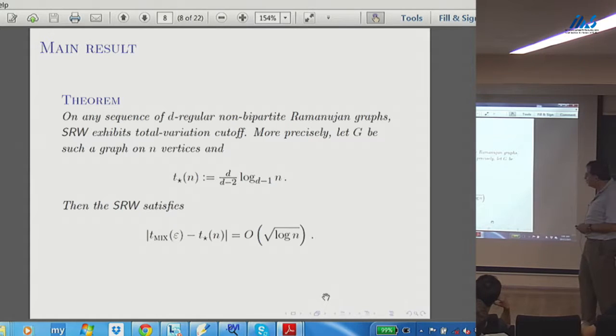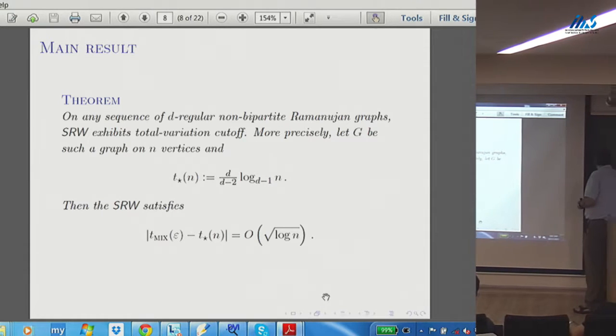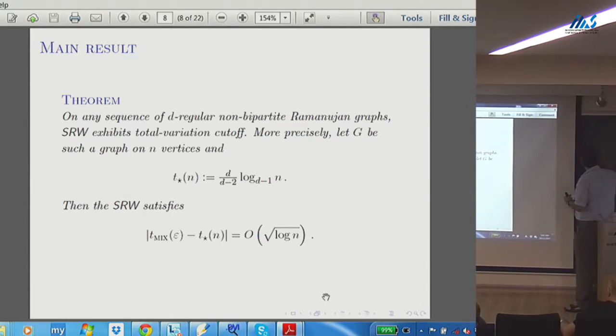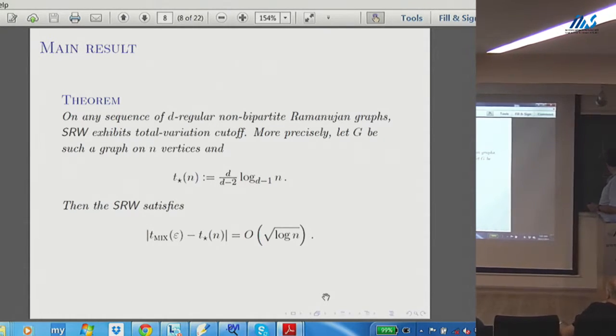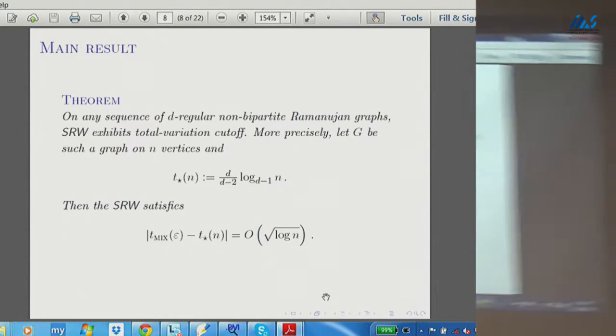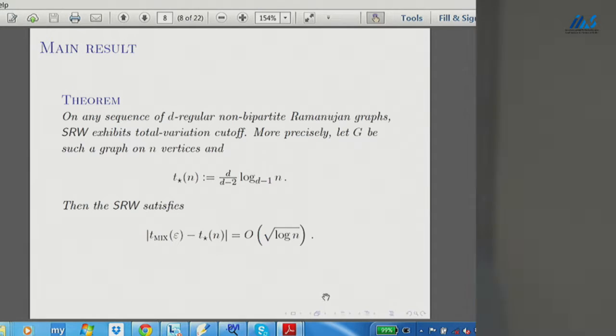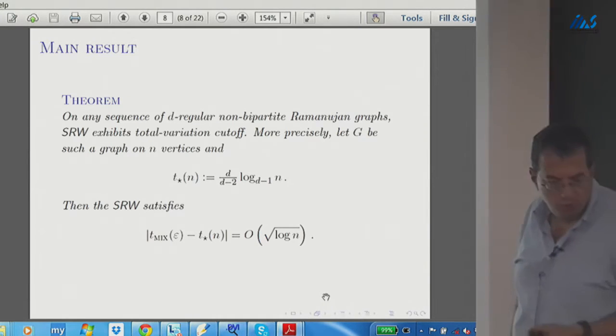Now, where does this number come from? Look at the d-regular tree. Every d-regular graph is covered by a d-regular tree. If you look at the d-regular tree, we can understand very easily how random walk behaves there. So if you have a tree, the random walk moves away from the root with probability d minus 1 over d, and moves towards the root with probability 1 over d. So the drift is d minus 2 over d. So the speed of the random walk moving away from the root will be d minus 2 over d.